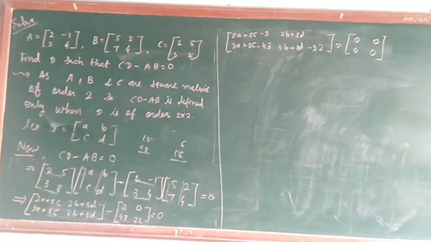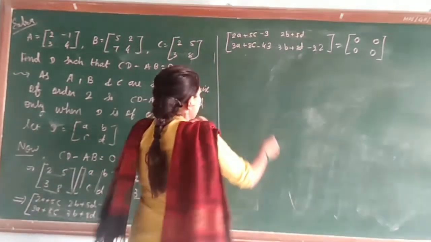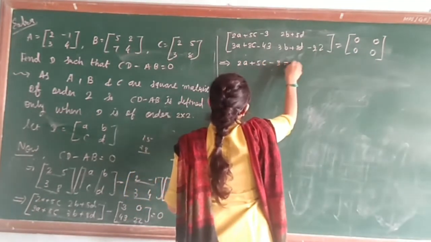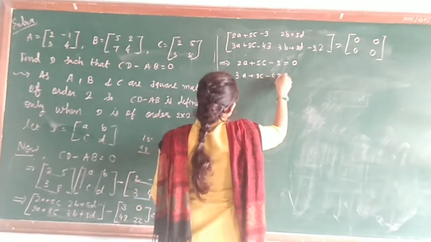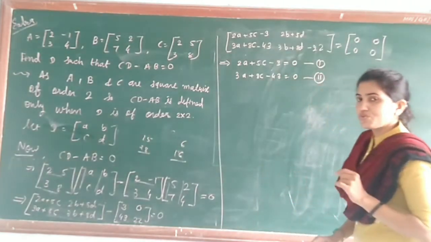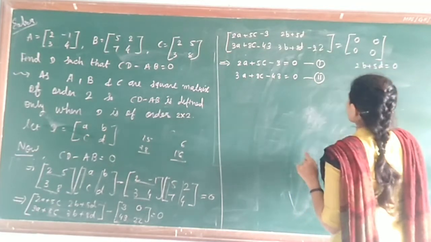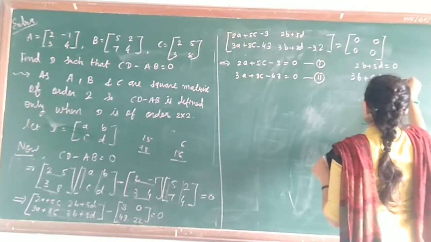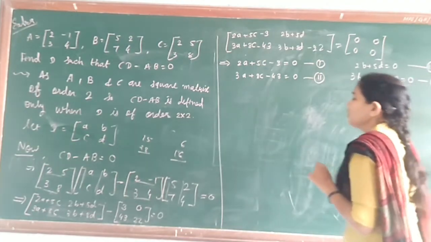Now let me solve further. So what do we have to do to solve further? Comparison. So to compare, 2A plus 5C minus 3 is equals to 0. 3A plus 8C minus 43 is equals to 0. Give it as equation number 1, equation number 2. Second, 2B plus 5D is equals to 0. 3B plus 8D minus 22 is equals to 0. Give it as equation number 3 and equation number 4.